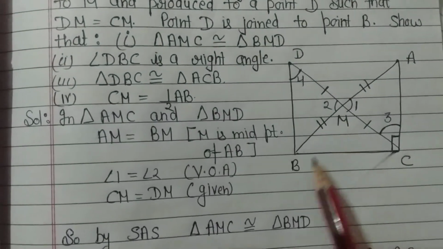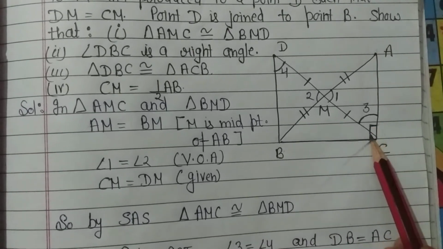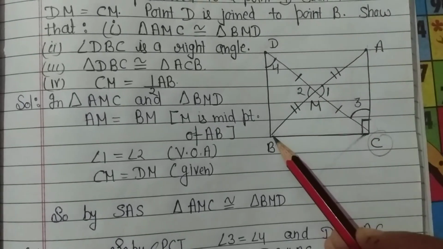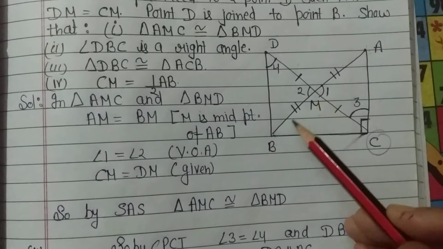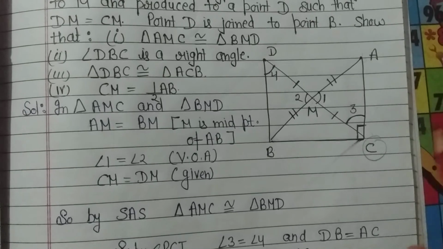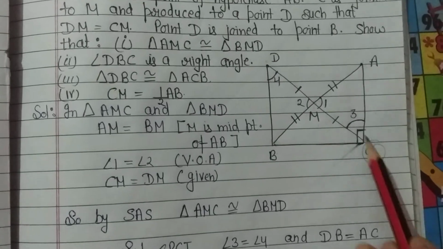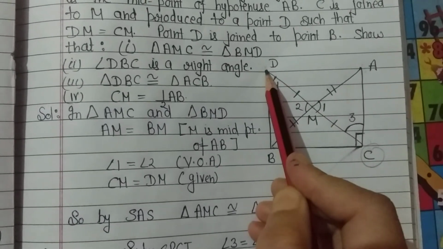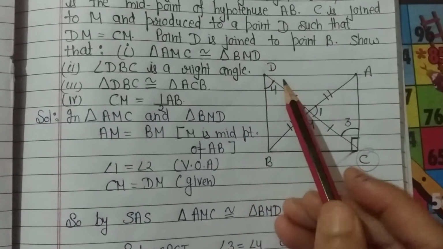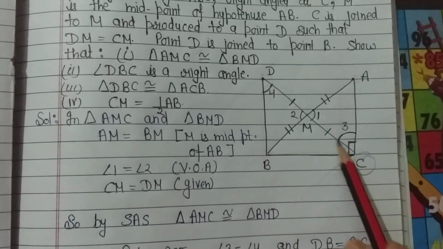Now, from the figure, ABC, this is a right angle triangle and the right angle is at the point C. M is the midpoint of AB, hypotenuse. This is the midpoint. It means we can say BM is equal to MA. Now, CM is produced to the point D such that CM is equal to MD. We can also say that M is the midpoint of CD also. Now, after that, I have joined D to B. Now, this triangle is formed.